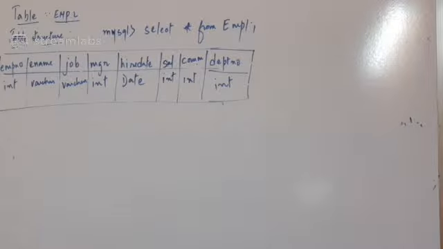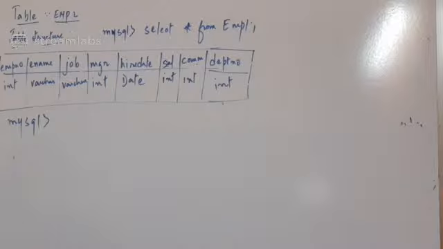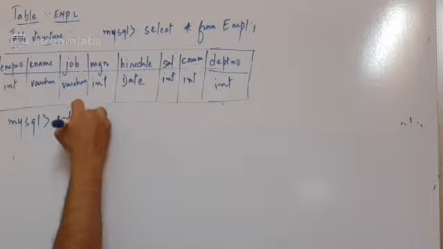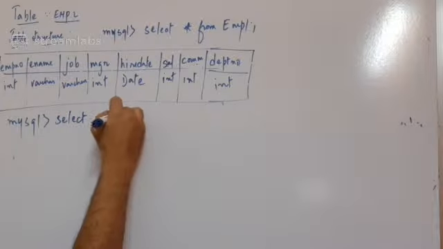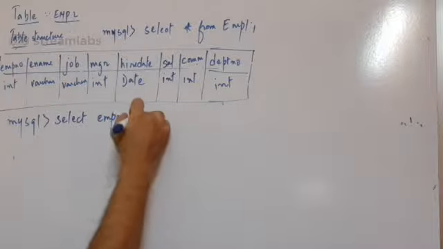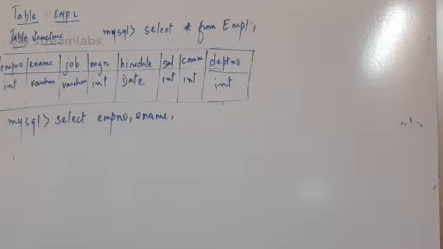So how will you display that? At the MySQL prompt you will write: select EMP number, which is your first column, followed by your name. That means name will be your ENAME, and then your salary also should be there.